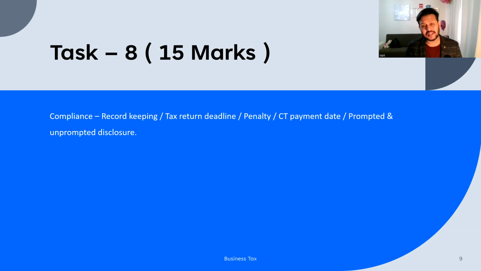What is the deadline? If it is a self-assessment, when do we have to submit? If it is a paper form, it is 31st of October. If we submit online, it is 31st of January. So all these dates have to be remembered; they have to be in our head.